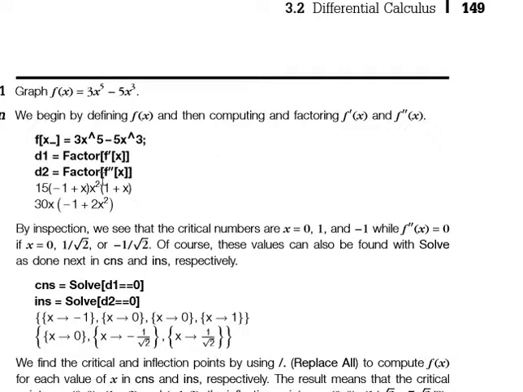Next, d1 is the factor of f prime of x and d2 is the factor of f double prime of x. It means we give names to the factored first and second derivatives. First we differentiate the function and write it in factored form, and again differentiate and factor. Then we get both results. Here we don't use the semicolon at the end.